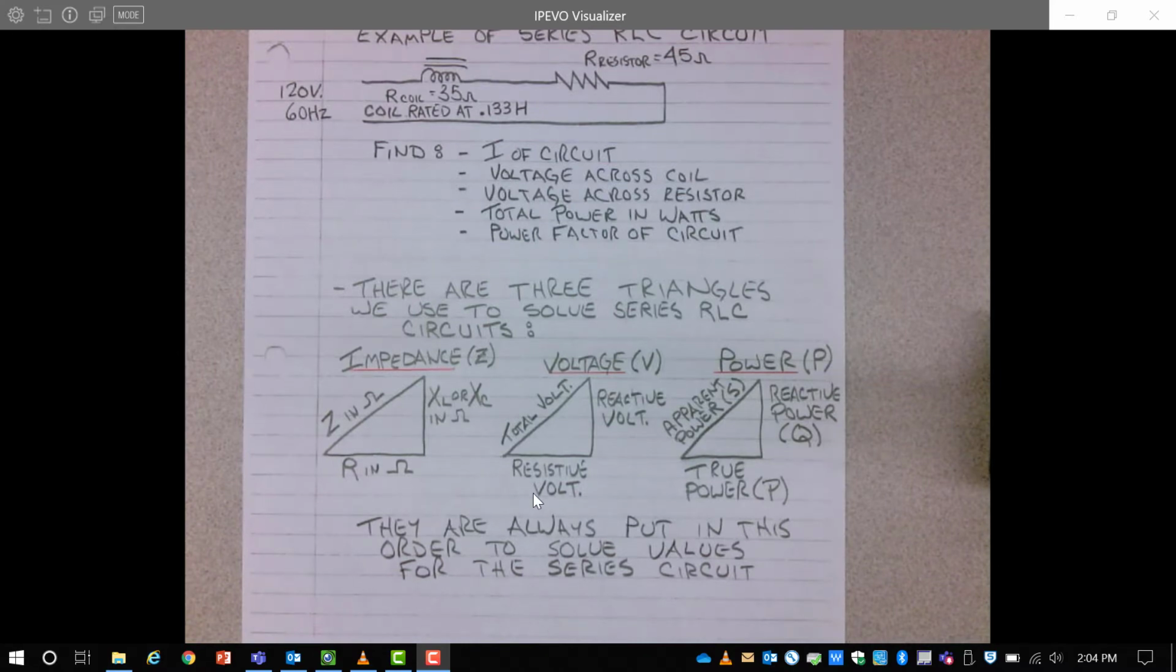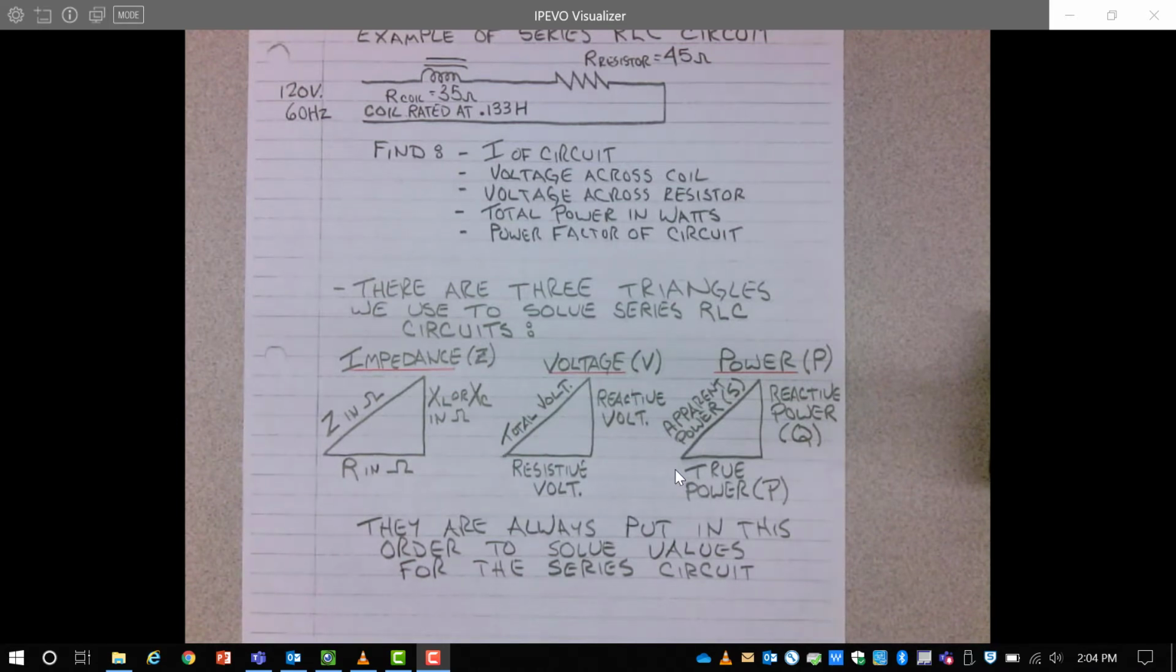The voltage triangle has every value in volts. The horizontal is the resistive voltage of the circuit. The vertical is the reactive voltage, inductive or capacitive, of the circuit. And the hypotenuse is the total voltage of the circuit. For this circuit, the total voltage in this voltage triangle should be 120 volts.